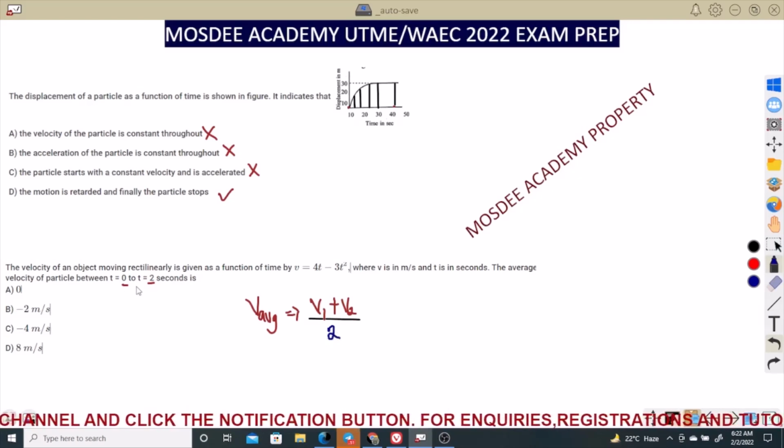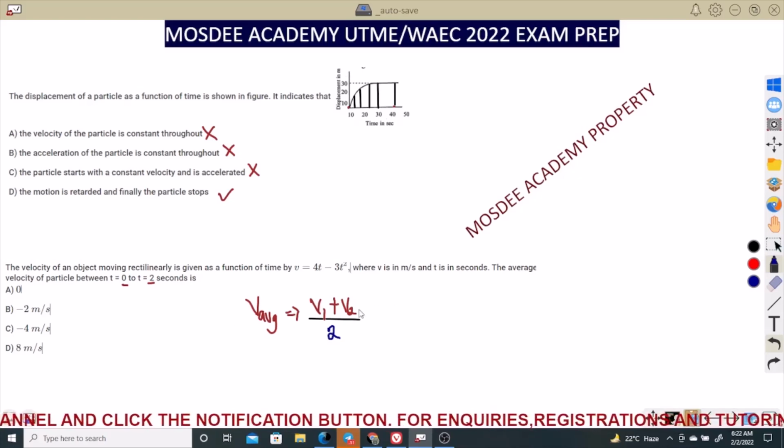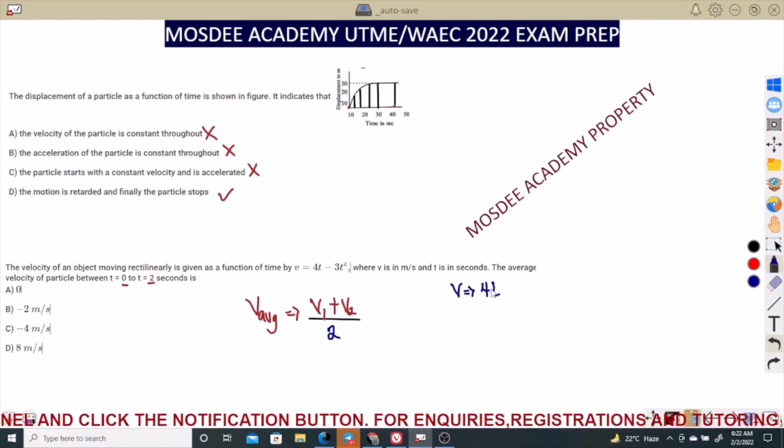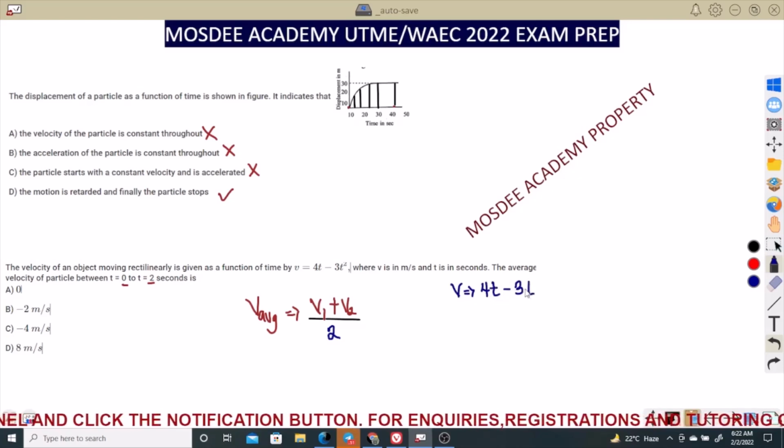So by this average velocity, I am not calculating instantaneous velocity. So I am not differentiating. So be careful about questions. Now here, average is just the addition of each of the velocities. So when the time is equal to 0, the equation was given as 4t minus 3t squared.